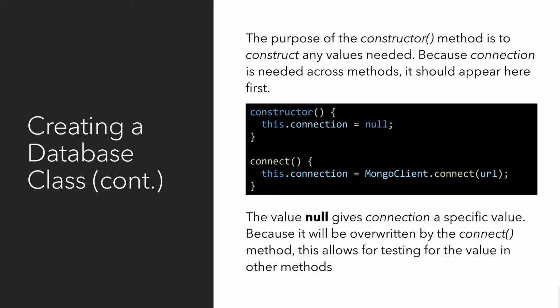Notice now in this new adjusted code, the constructor method with a this.connection variable equal to null. Notice within the connect method, this.connection now is equal to MongoClient.connect with the URL as a first parameter. The value null used within the constructor as the value of this.connection is a very specific value. Because it will be overwritten by the connect method, this allows for testing for the value in other methods. Other methods then can say, is this null or is this not null? If it is null, then the connect method either hasn't been called or isn't finished yet. And if it is not null, then other operations can continue.